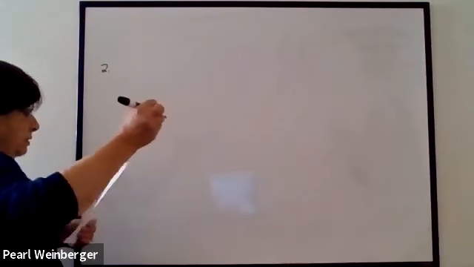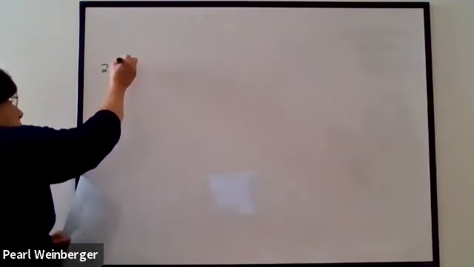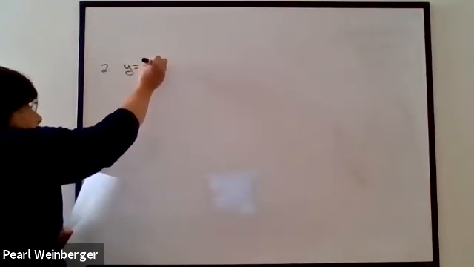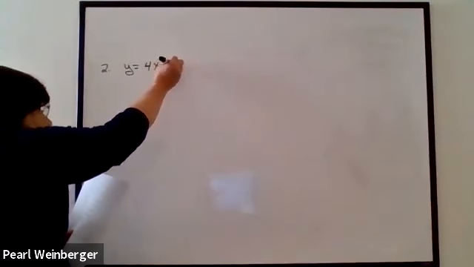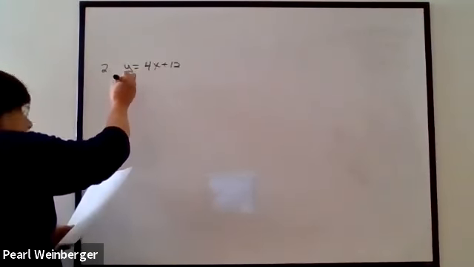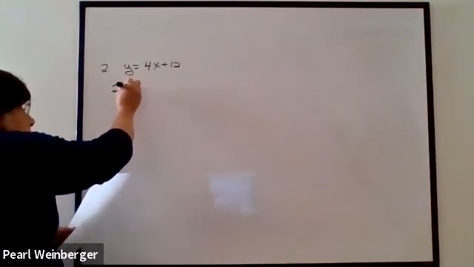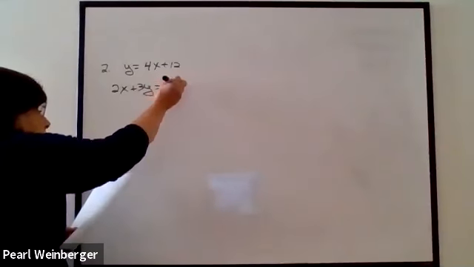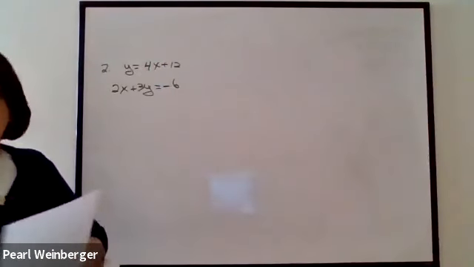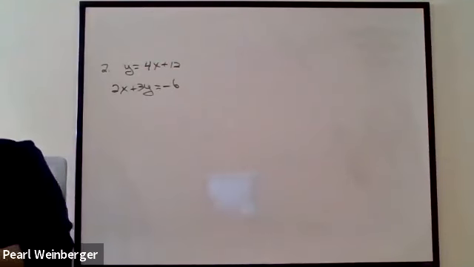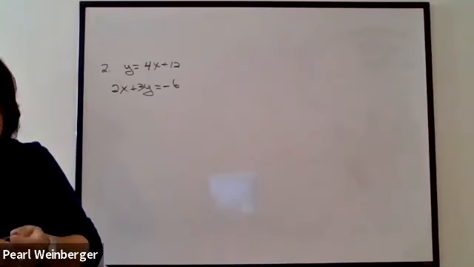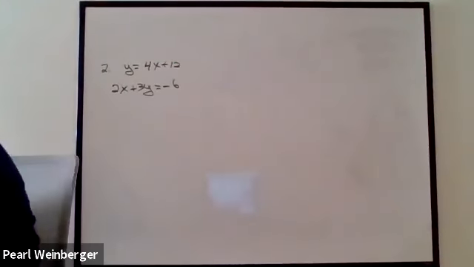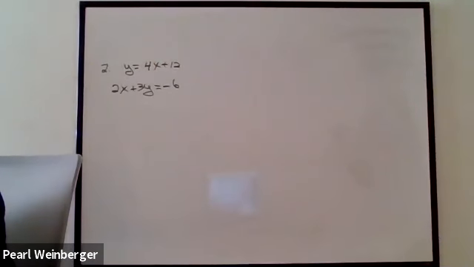Again, it says solve the system, which is y equals 4x plus 12 as your first equation, and your second equation is 2x plus 3y equals negative 6. Now see if you can solve that. I would like you to try using substitution, but if you want to use a different method, that's perfectly fine as well. While you're doing that, I'm going to be taking attendance, so please listen for your name.